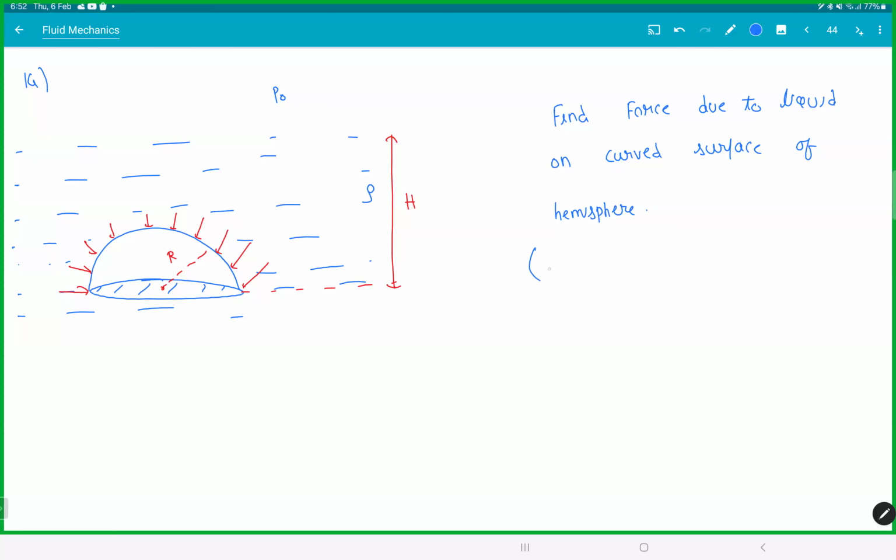Pressure is not constant. Here P is P naught plus rho g x. So P is not a constant. Therefore, we can't use projected area. Now what? Fx is 0. Fair enough. Get Fy. Question is clear, right? Get this.